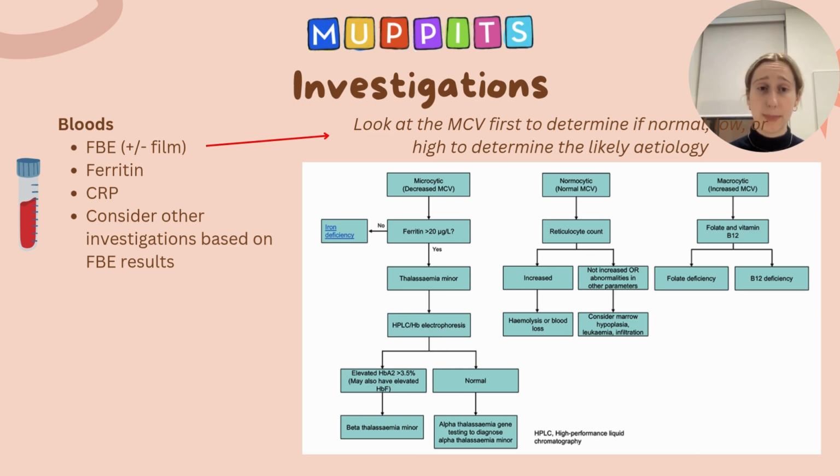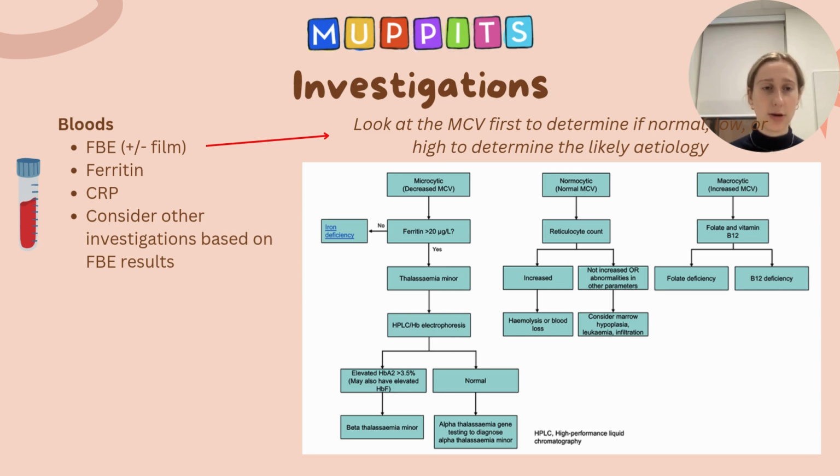If there's a normocytic picture, you're most often going to look at a reticulocyte count. So they are the immature red blood cells. If they're increased, then you are probably suspecting hemolysis, because you're having increased production of reticulocytes in a short period of time to replace those hemolyzed red blood cells. Or it might also be the result of blood loss as well. If they're not increased, you might consider bone marrow hypoplasia, leukemia, or other causes of infiltration.